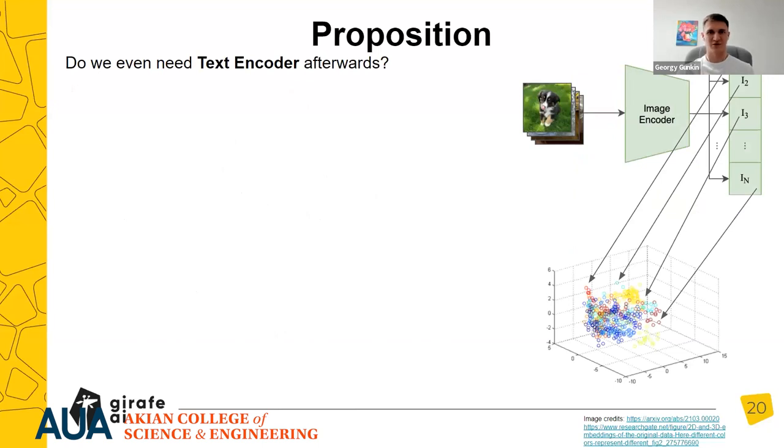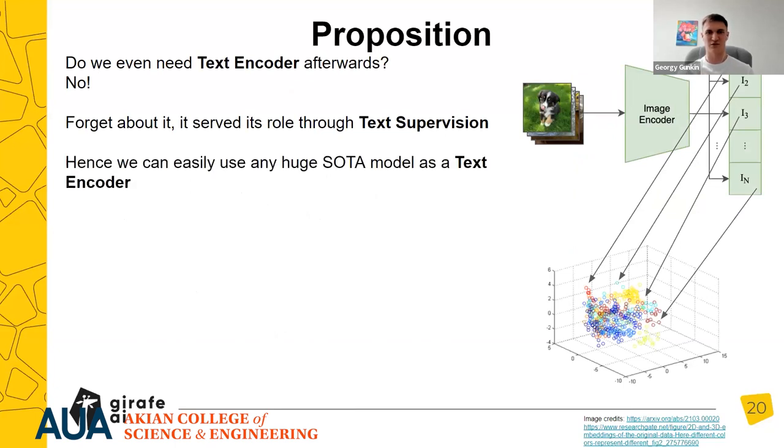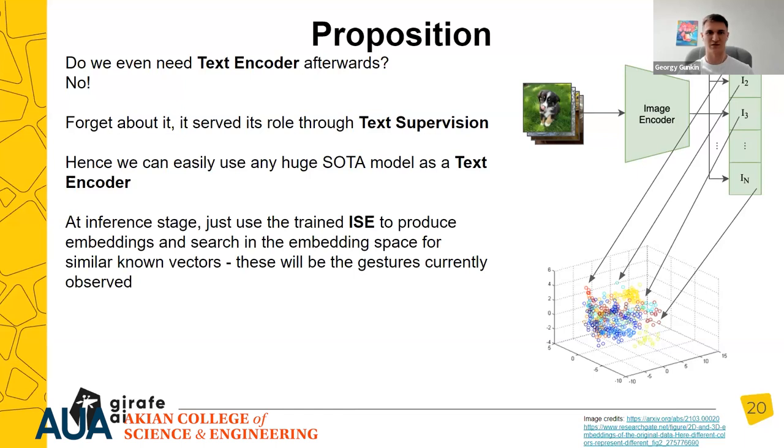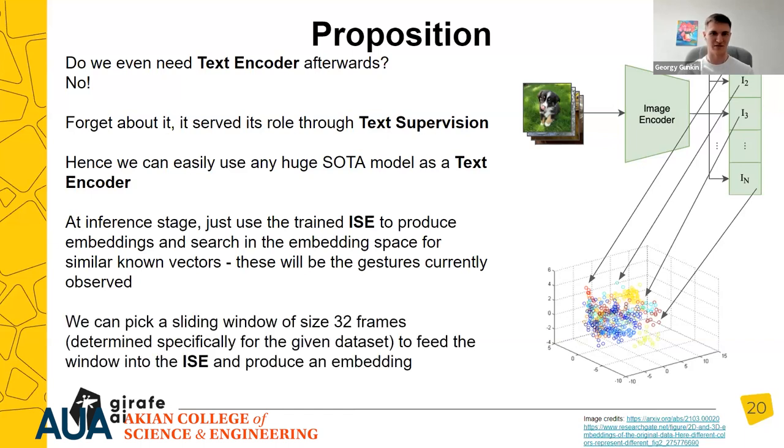So do we even need the text encoder afterwards? No, it serves its role through text supervision. During the inference stage, we can just use the image sequence encoder and forget about the text encoder. So we can use any huge pre-trained model for the text encoder that is trained to produce good embeddings for the text. And we picked a sliding window size of 32, which should be determined specifically for every dataset, and it should be studied how to take the window size properly.